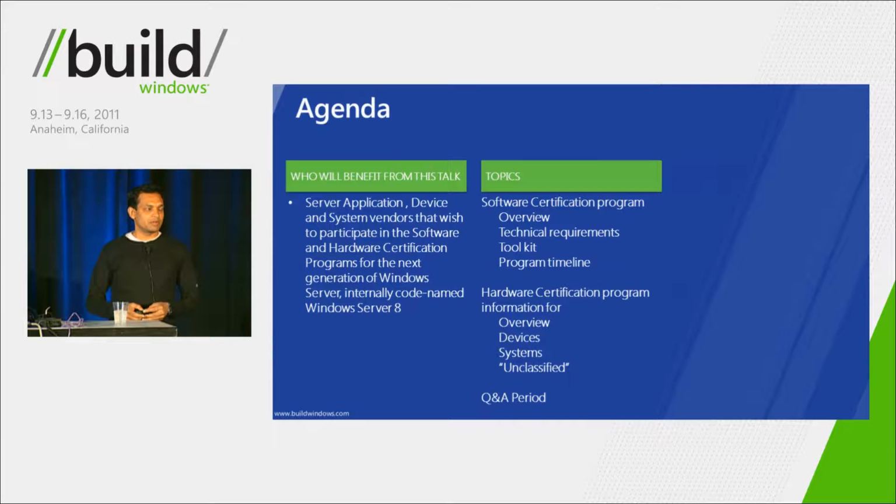The topics that we're going to talk about is twofold. First is the software certification program, then the hardware certification program. In software, we'll be covering a basic overview of the program, technical requirements, what's new in the Windows Server 8 timeframe, and when the toolkit is going to be available, and more importantly, how to participate in the program and the overall timeline. In hardware, there'll be a detailed overview, and then more information about how to qualify your devices, your systems, and more information on the unclassified program.